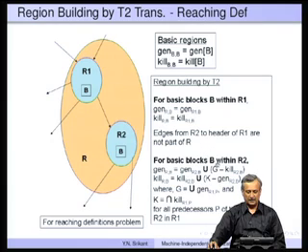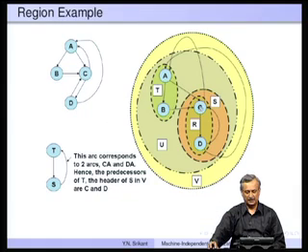Therefore, we need to consider blocks corresponding to the predecessor of the header of R2. So, here for example, this is the header of R2. So, we want to look at the predecessors of the header of R2. So, those are the two blocks A and B.